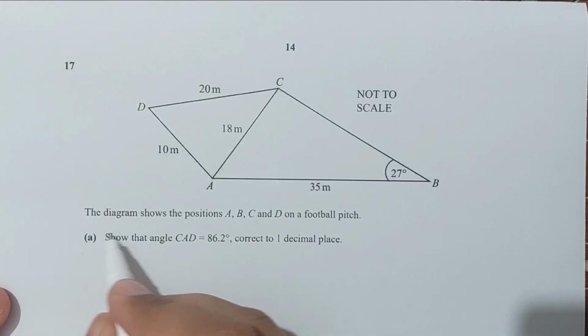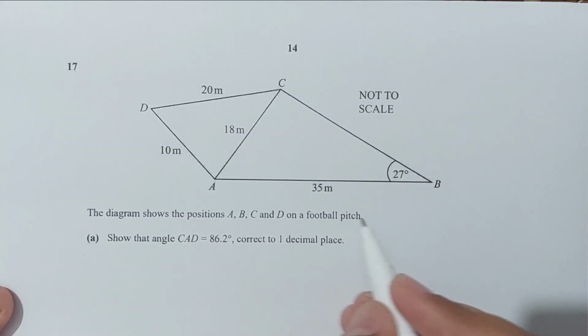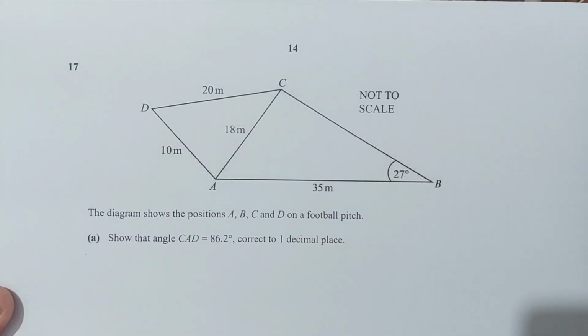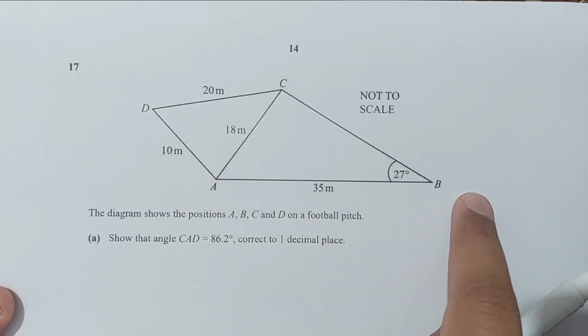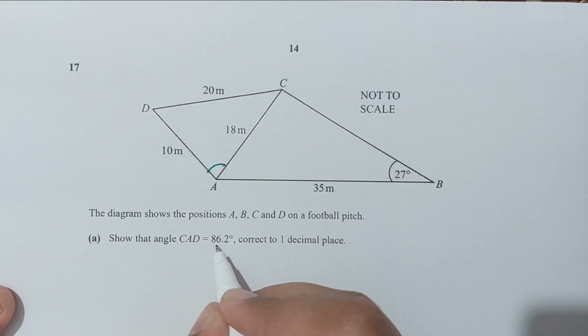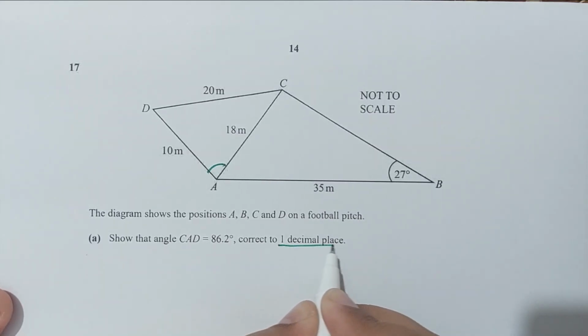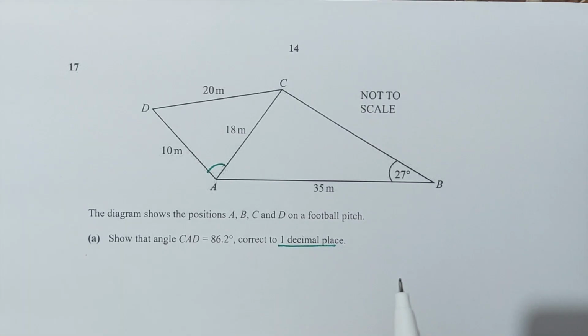Question number 17. The diagram shows positions A, B, C, D on a football pitch. Okay, A, B, C, and D. Part A. Show that the angle CAD, this angle, is 82.6 degrees correct to one decimal place. Okay, A, C, A, and D. We have to solve for this angle.